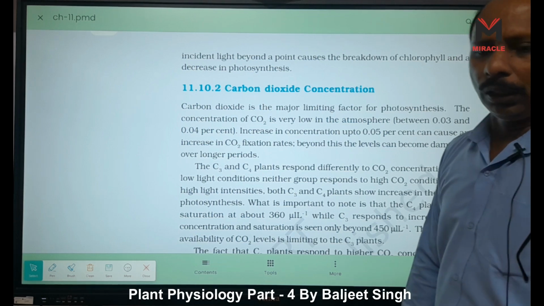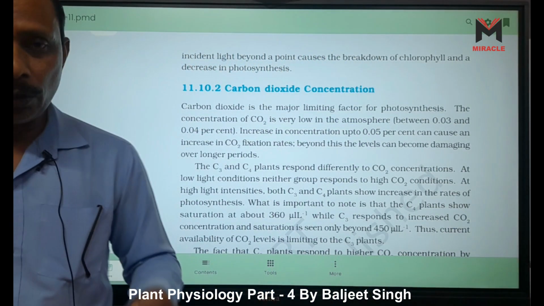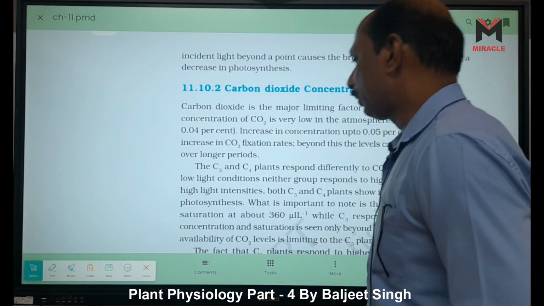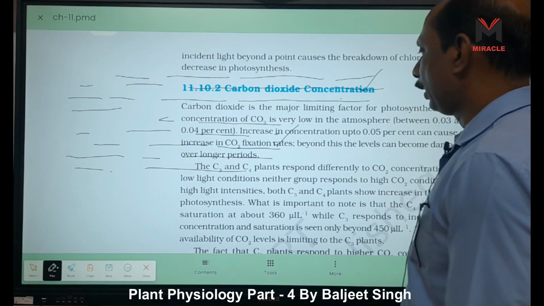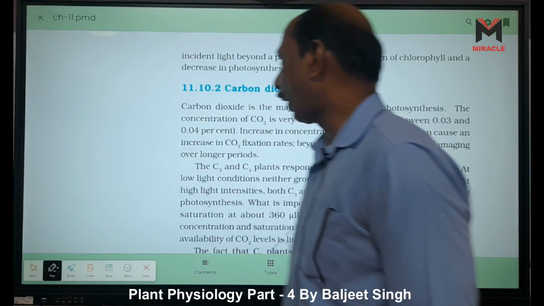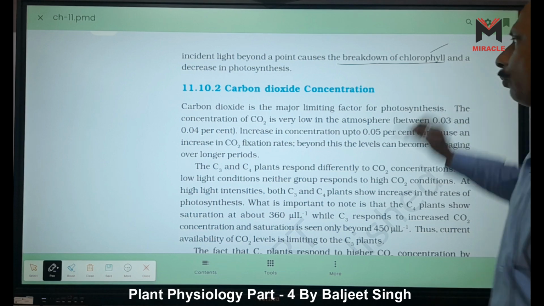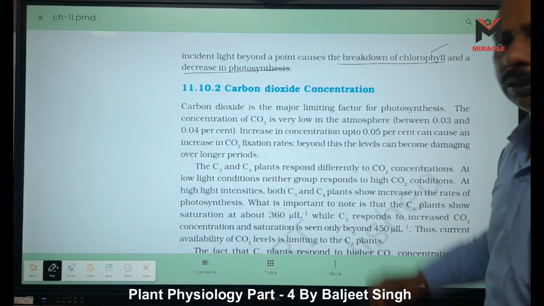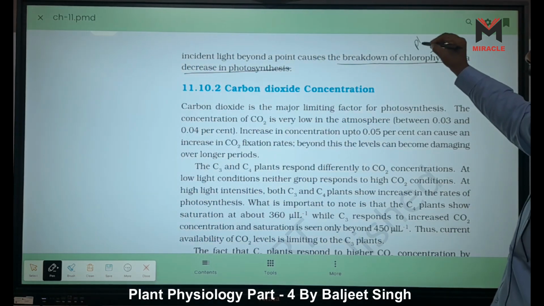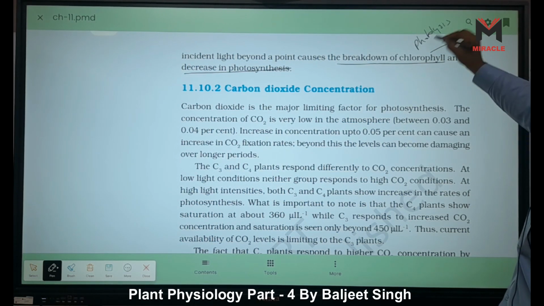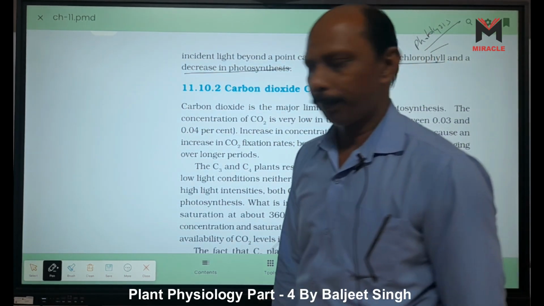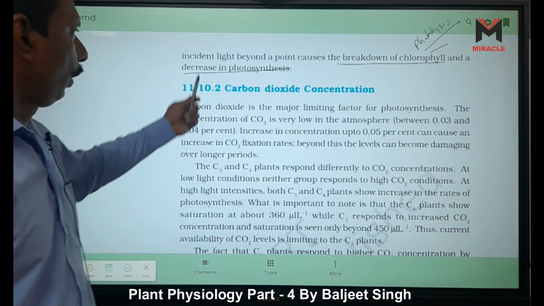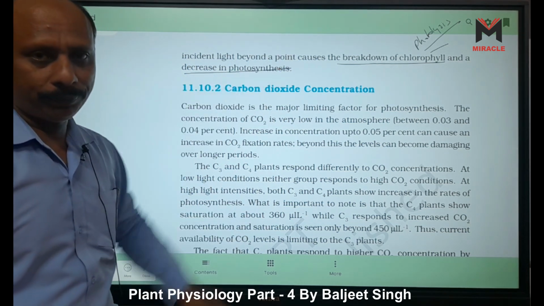incident light, one thing also: when we increase the incident light or intensity of light, what happens? It also destroys the chlorophyll. That is called photolysis of chlorophyll. At that time it is responsible for photolysis of chlorophyll, and photolysis of chlorophyll means breakdown of chlorophyll. That means when chlorophyll is damaged, no photosynthesis occurs. That means it decreases the photosynthesis, right? This one is called photolysis of chlorophyll, right? So photolysis is harmful for chlorophyll when incident light goes beyond a point. That is okay.